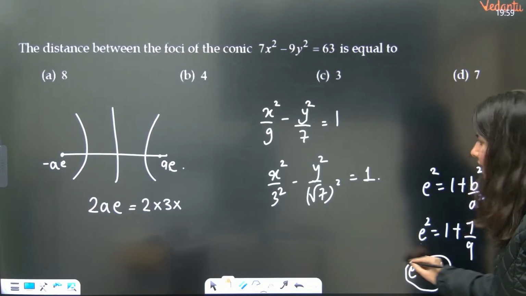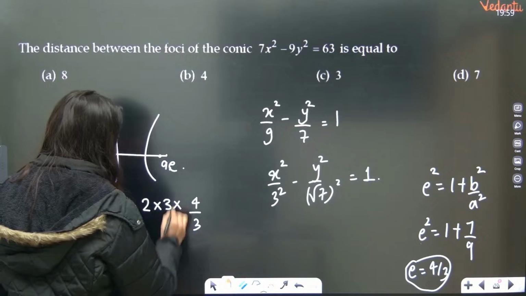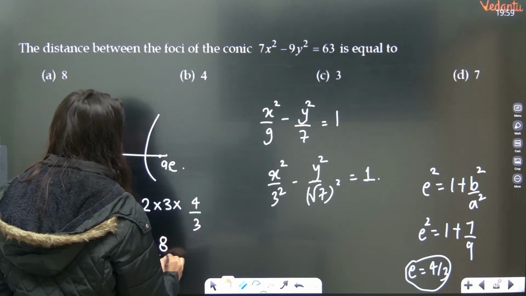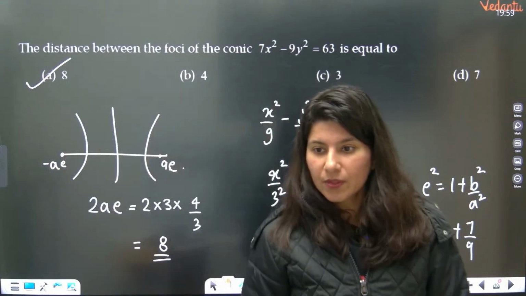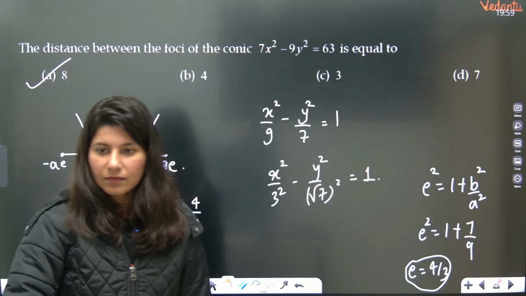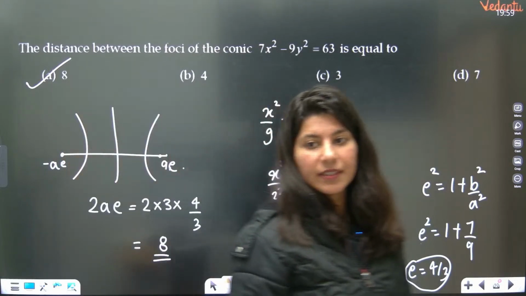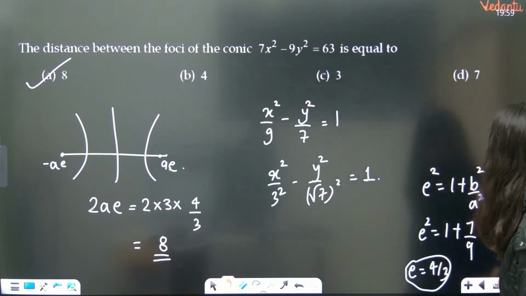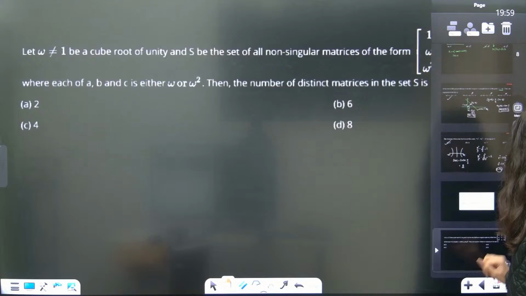So just plug in this value. 2 into 3 into 4 by 3, so the 3 cancels. 8 is the correct answer of this particular question. Option A, absolutely right. All right, clear, done. All formulas done. I hope that you have recalled this formula of eccentricity.